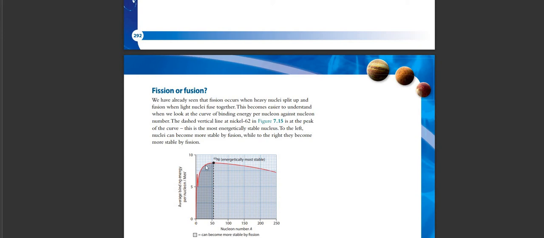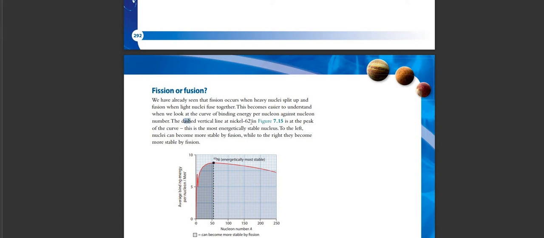Essentially, all the atoms smaller than here will do fusion and produce energy by it. And all the atoms greater than this peak over here will do fission and produce energy. Because it's at that point where your fission produces energy, or fusion produces energy. You can calculate it and figure it out. I'm not going to do it because you don't really need to look too deeply into it.